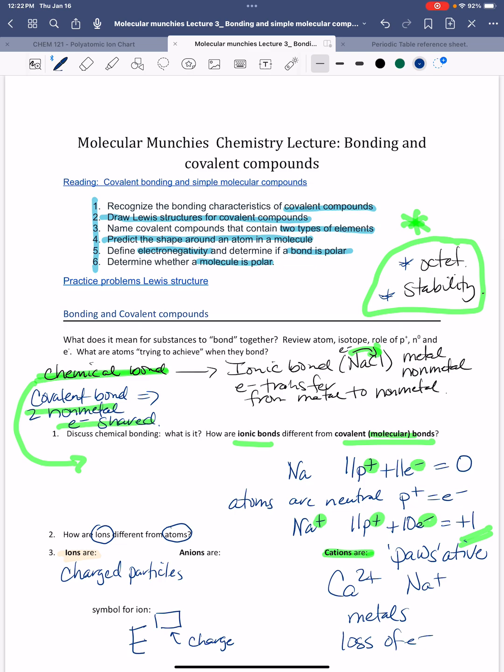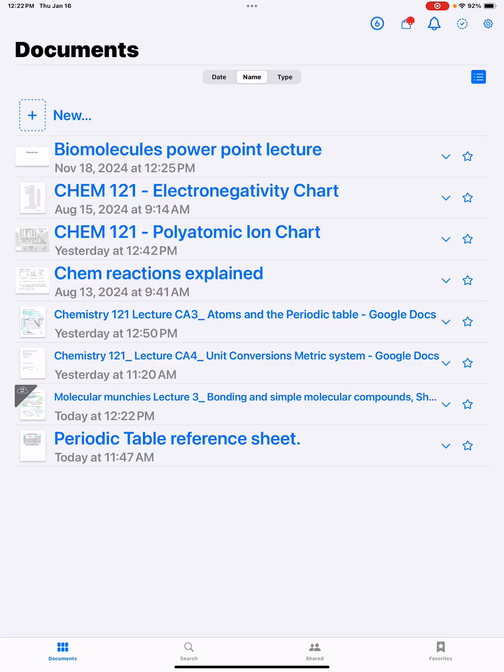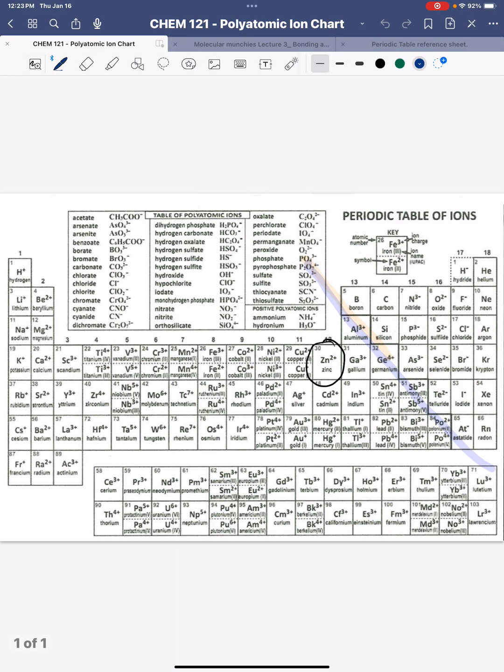Anions then are negative ions. They are negative ions. Okay, they are the nonmetals. And those gain electrons. And again, they're doing that to achieve stability. So again, we'll talk about this later. I'm just going to give you a quick visual on this. We'll give you this chart so you have it.